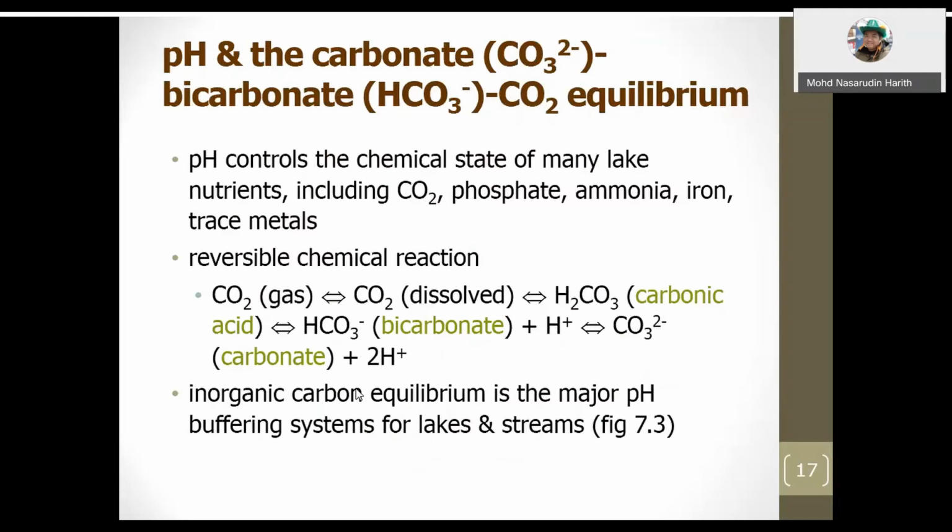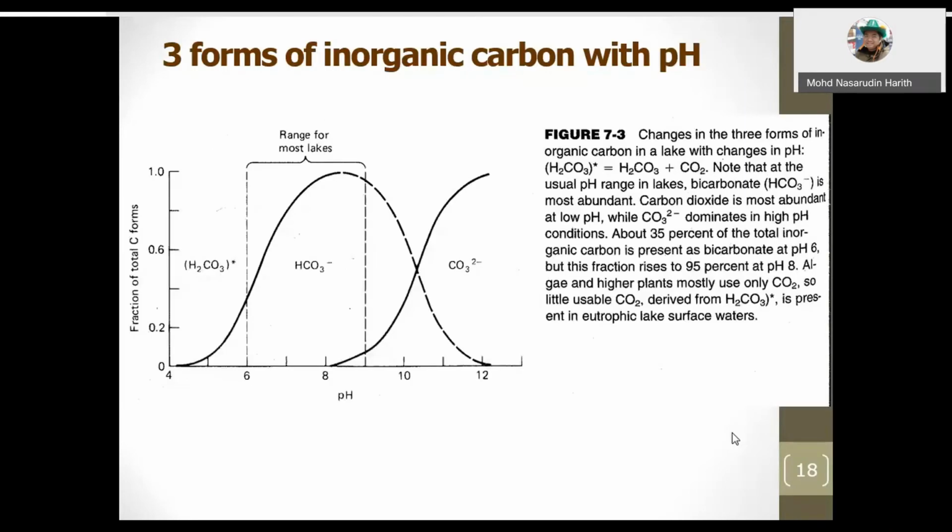This is the reversible chemical reaction, which you can see here. This is the reversible chemical reaction between dissolved carbon dioxide, carbon dioxide gas, carbonic acid, bicarbonate, and carbonate. Inorganic carbon equilibrium is the major pH buffering system for lakes and streams. This figure shows the changes in three forms of inorganic carbon in a lake with changes in pH. Note the usual pH range in lakes.